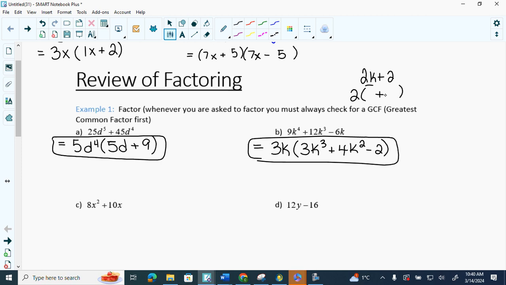So 2K take out a 2, I'm left with a K. What's 2 divided by 2? 1. Now if I distribute it back in, would I get 2K plus 2 back? Yes. So every time you do a GCF, you could double check and see if you're right by pretending to put it back, see if you get what you have.